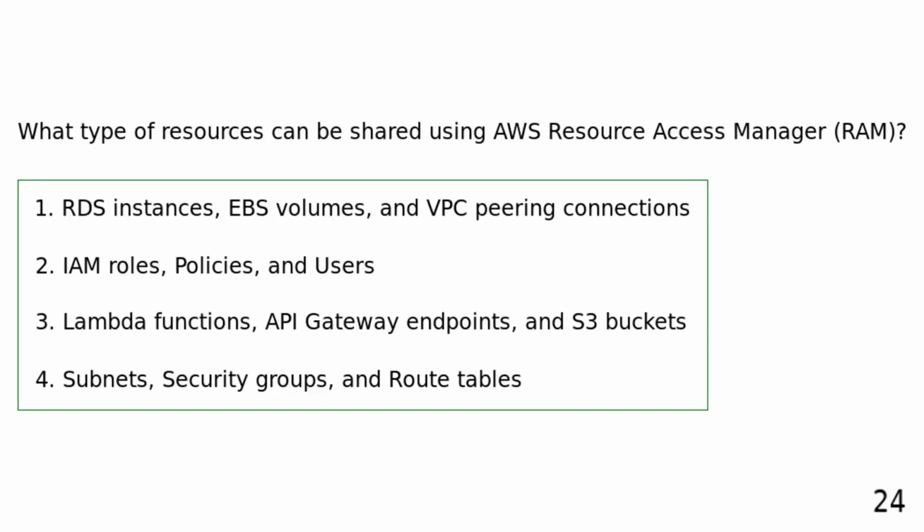What type of resources can be shared using AWS Resource Access Manager? RDS instances, EBS volumes, and VPC peering connections. IAM roles, policies, and users. Lambda functions, API gateway endpoints, and S3 buckets. Subnets, security groups, and route tables.